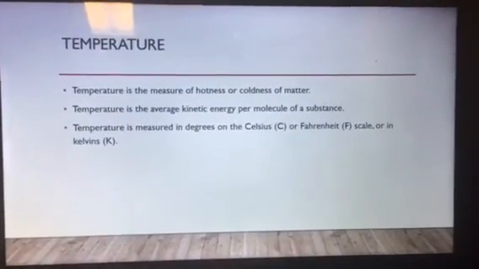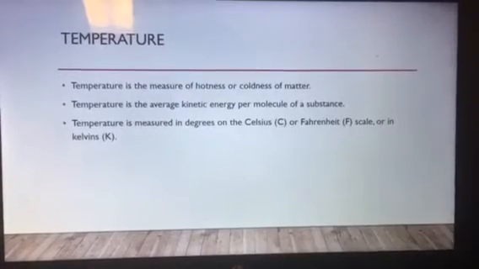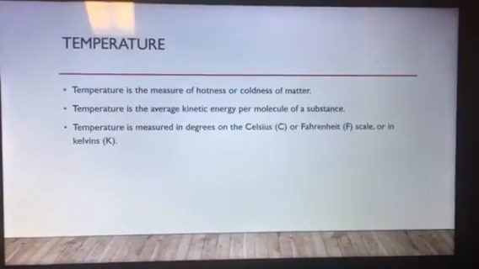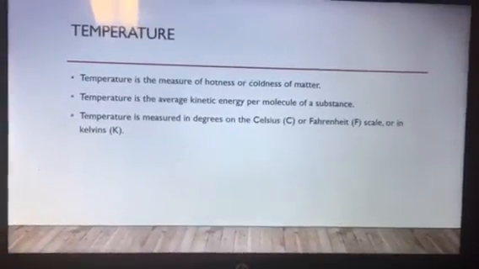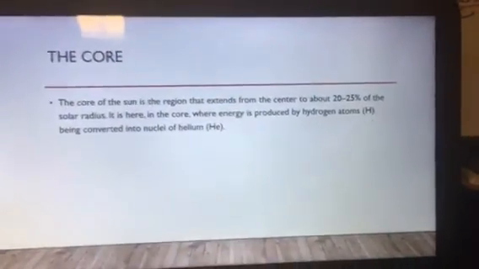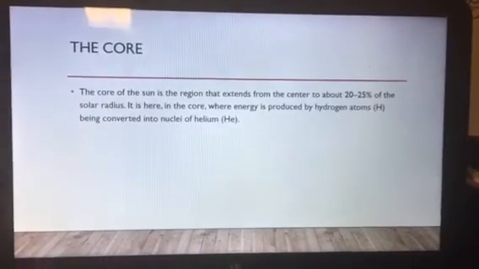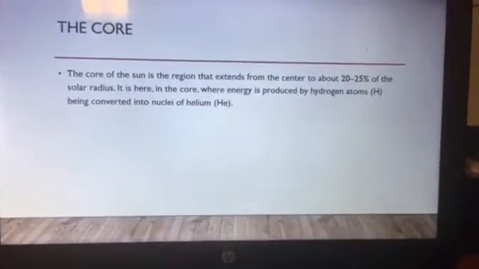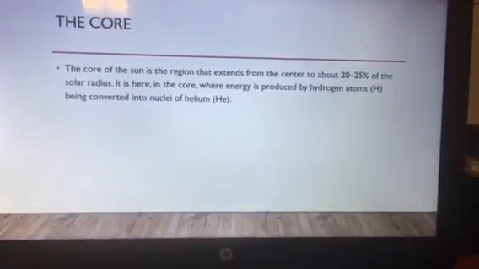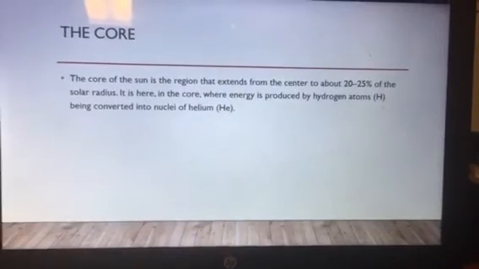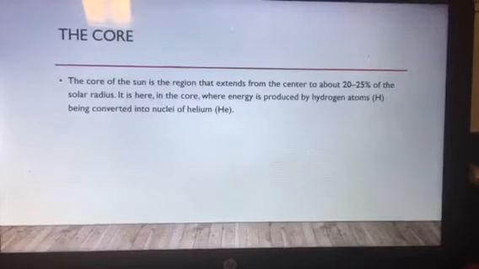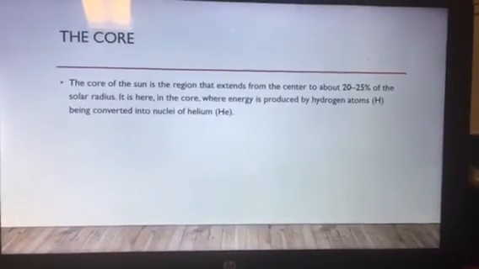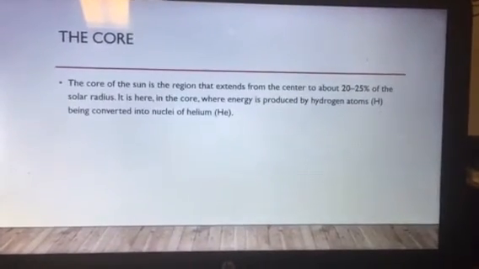And we've learned so much throughout the semester about temperature and different ways that it's displayed. Alright, the first part of the sun is the core. The core of the sun is the region that extends from the center to about 20 to 25%, which is really not much, of the solar radius.